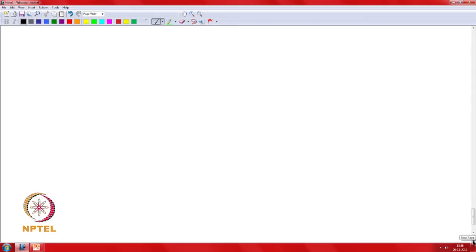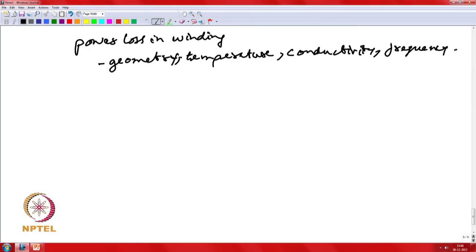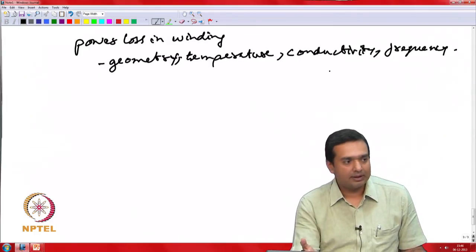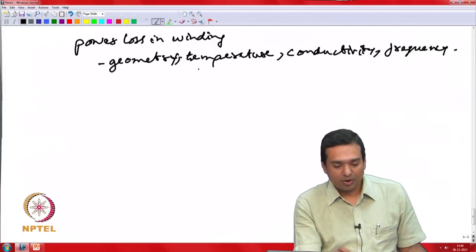If you look at the power loss in the winding, again, it depends on factors such as the wire geometry, temperature, conductivity of the material, the frequency at which it's operating. So for the conductivity, whether you are using exotic materials like gold, silver, or copper or aluminium, many of these winding metals have a positive temperature coefficient of resistance.